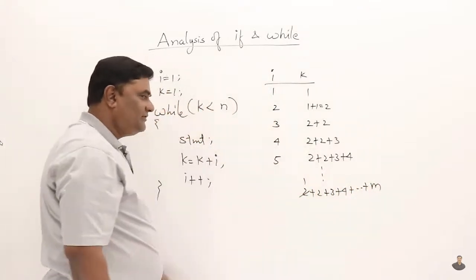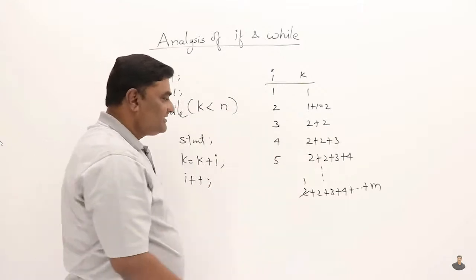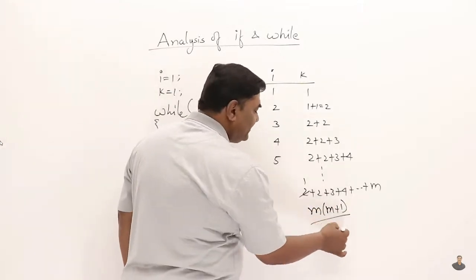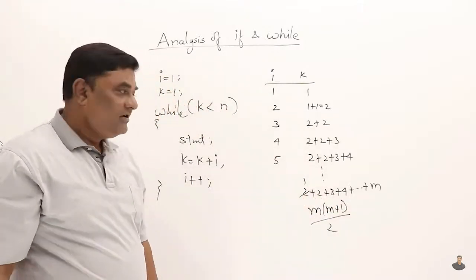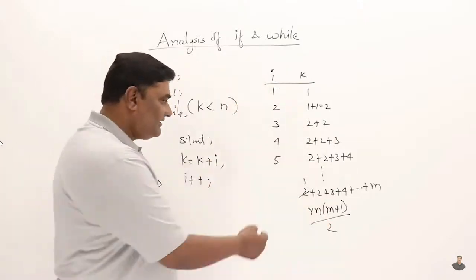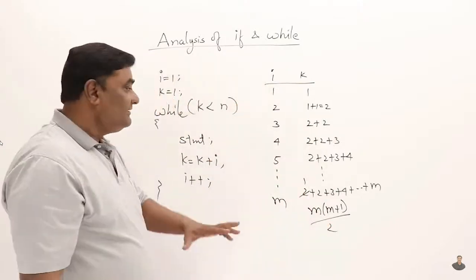If I make this first term 1, then you can see that it is the sum of natural numbers. So this will be m into m plus 1 by 2, roughly, plus 1 extra. Roughly it is this much. Now the k value will be this much. It has gone till m, and the k value is this much, and let us assume it has stopped.